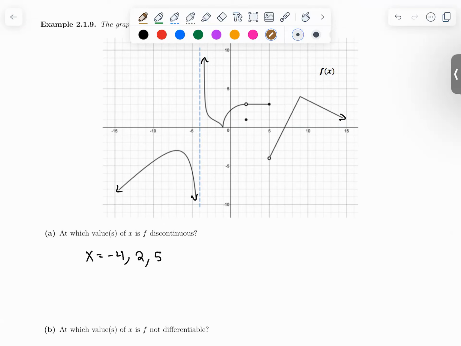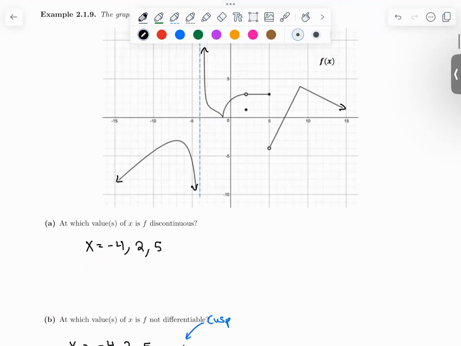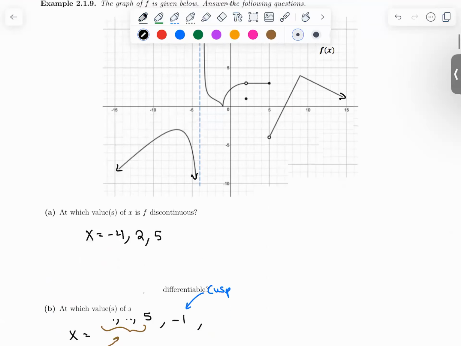So those discontinuity ones are all non-differentiable, but then we have a couple more. We have a cusp here at -1. Cusp, and at 9 a corner.